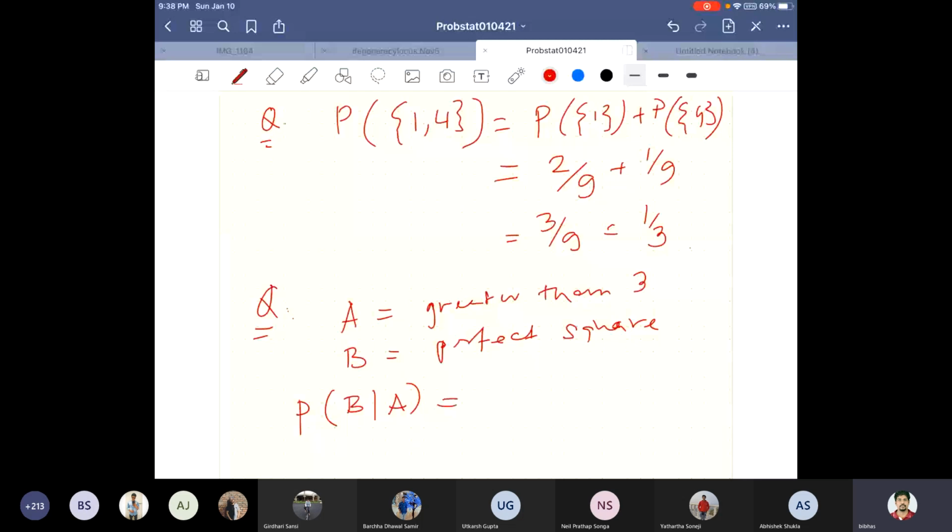So it is equal to probability of A intersection B according to a formula, divided by probability of A. Which is 1 by 9, because A intersection B is what? Greater than 3 means 4, 5, 6. This is the event. Perfect square is 1 and 4. So A intersection B is only 4. 4 is even. So its probability is 1 by 9. And probability of A is already known to me. So this is 4 by 9. So the answer is 1 by 4.